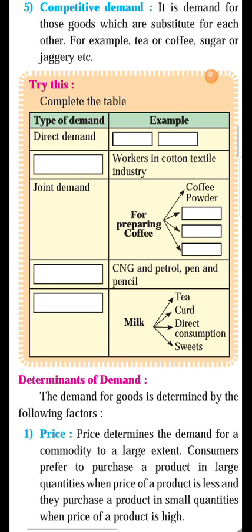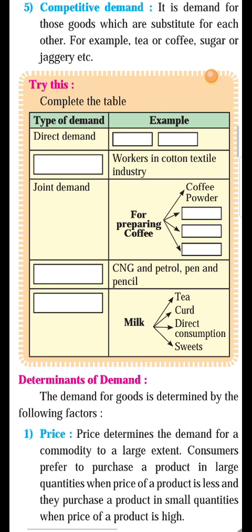Second, indirect demand. Yes, demand for factors of production are indirect demand. But here in this column, the workers in the textile industries. The workers are nothing but labor, and labor comes under factors of production, and factors of production are indirect demand. So in the second column you can write indirect demand, and the example of indirect demand given: workers in the cotton textile industry.